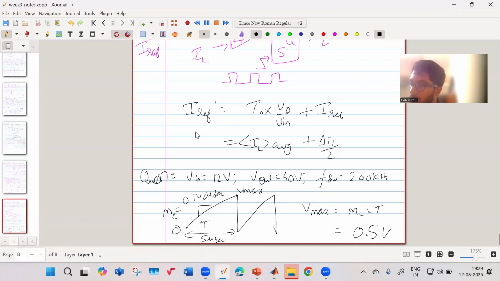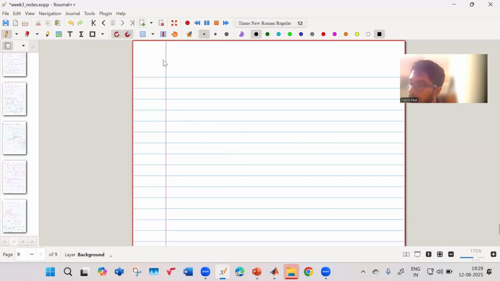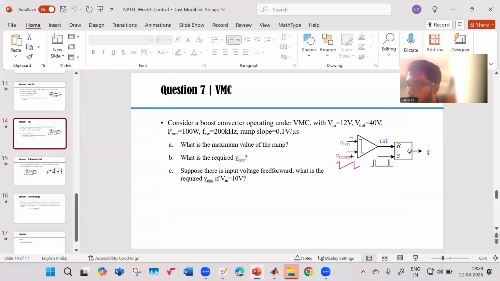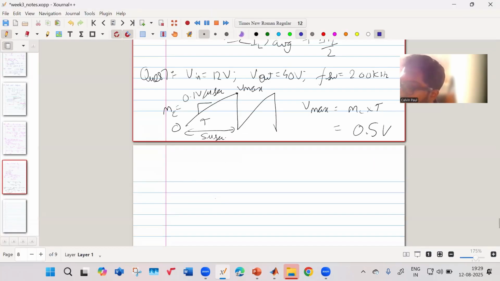Okay, so very good. So it is 0.5 volt. Next part. What is the required Vcon? So we need to generate some Vcon. We need to provide some sort of Vcon. This is the Vcon which we need. So you know your Vcon will be D into your Vmax.